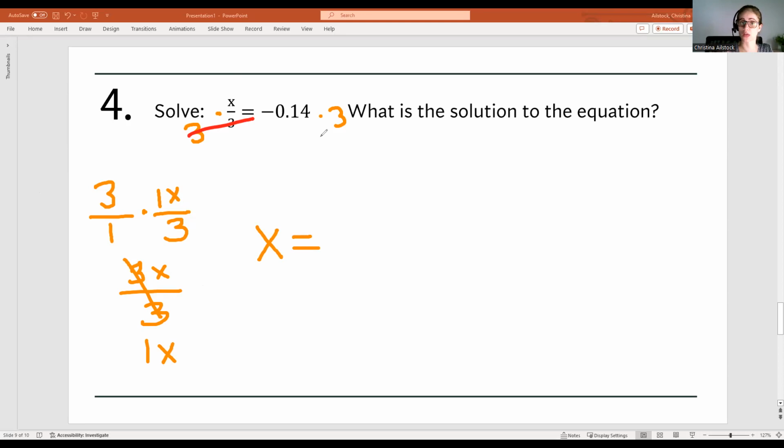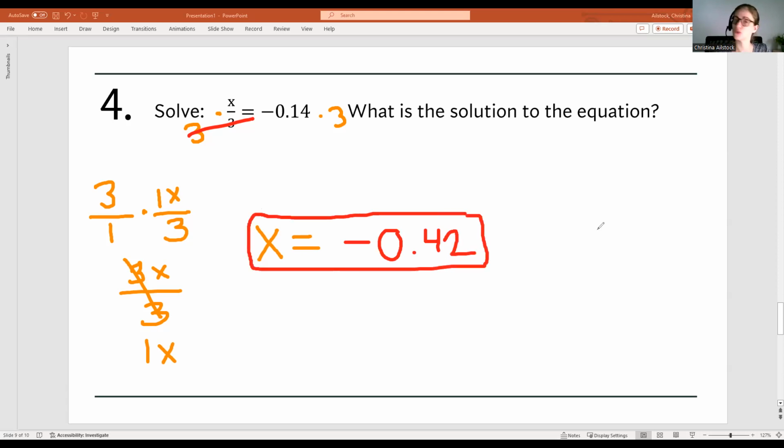Now we need to multiply on the other side. When we're multiplying and dividing, same sign equals positive, different signs equals negative. So this time our answer really will be negative because we have 1 negative number, 1 positive number. And when we multiply that out, 14 hundredths times 3 is 0.42. So negative 0 and 42 hundredths is our value for x.